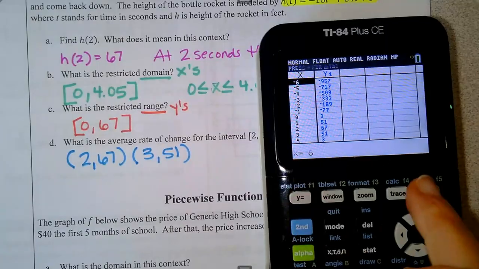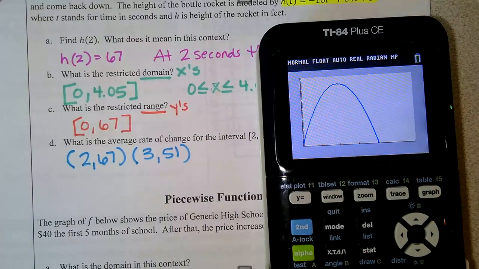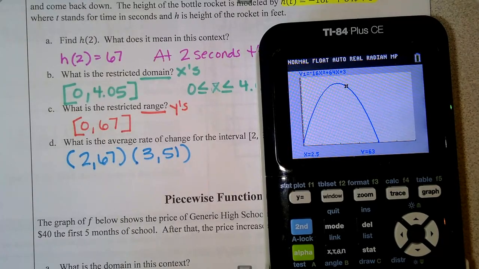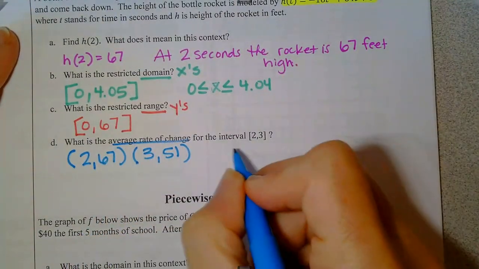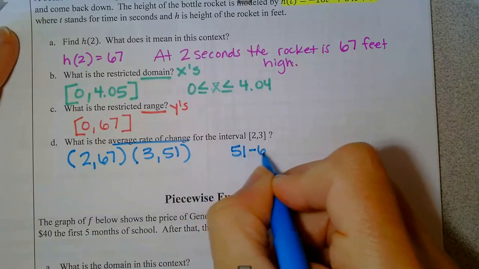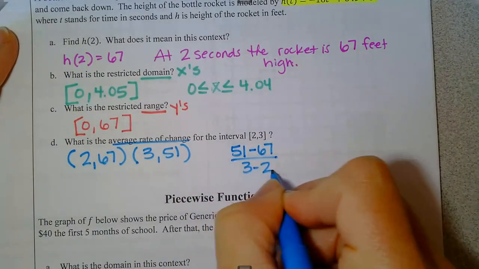Or let's say when you're on your graph and they give you 2.5. You could always hit trace and hit 2.5 and hit enter, and it'll give it to you if it's not on the table. Okay? And then you're finding the average rate of change. So 51 minus 67 over 3 minus 2.